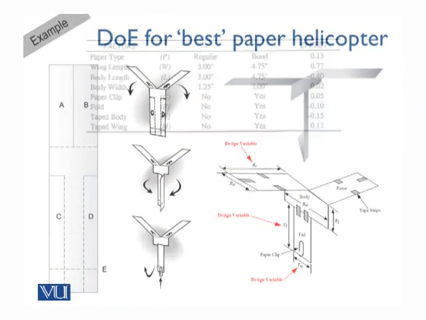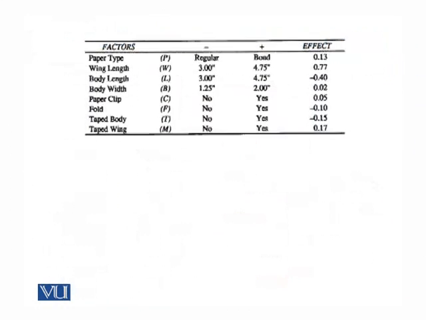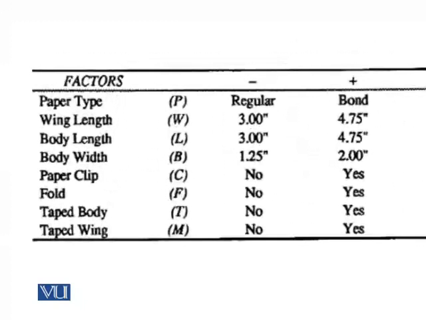You can see them on the slide now. So paper type is a factor, that what kind of paper are you using, wing length, body width, if you're using a paper clip or not, how are you folding the paper. So these are all different factors, and they are going to have an effect on the result.